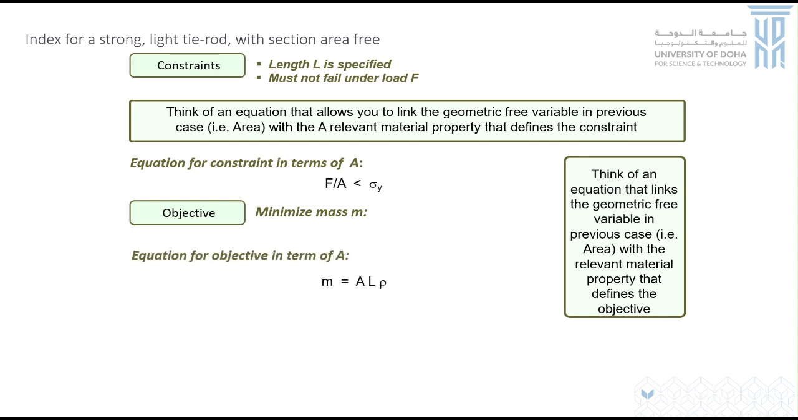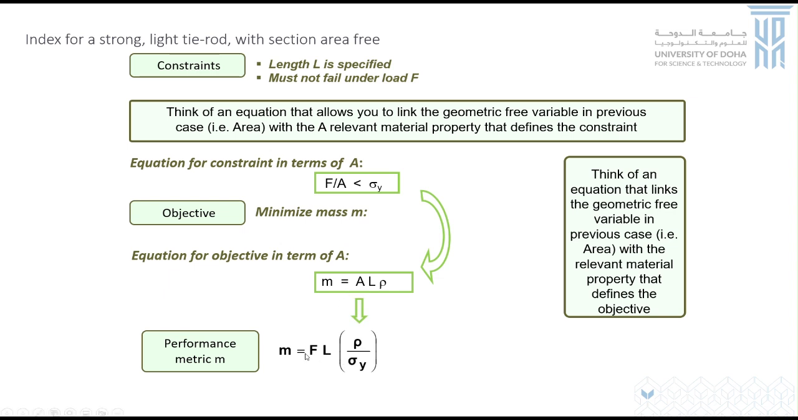So now I've got two equations, one for my constraint, one for my objective. Both of them have one constraint variable and one free variable. So basically what I can do is rewrite this equation in such a way as to eliminate my free variable, right? Because that will change the design choice. So I'll rewrite this, and I can simply say that my mass, if I write area as F over sigma yield, will become F into L, which are the constraint variables, into density over sigma yield. Are you with me? Right?